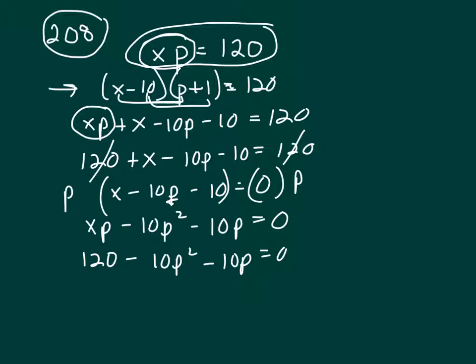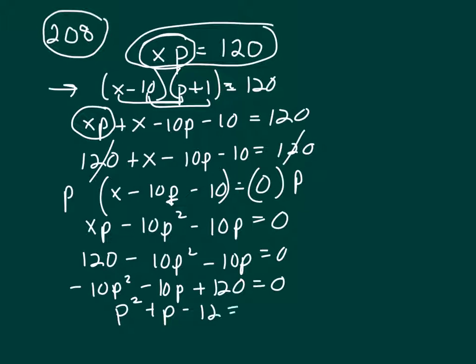Now let's write this in the correct order. That would be minus 10P squared minus 10P plus 120. I'm writing it in decreasing order by exponent. Let's divide every term by negative 10, and that gives me P squared plus P minus 12 equals 0. And this equation will factor into P plus 4, P minus 3 equals 0.